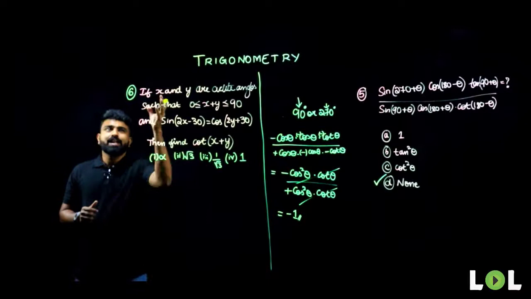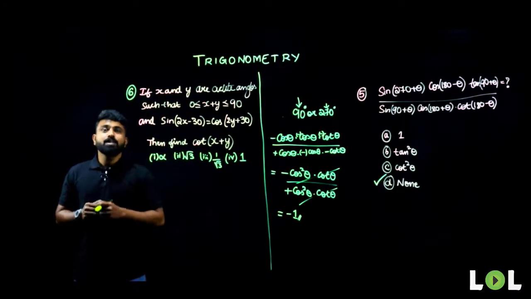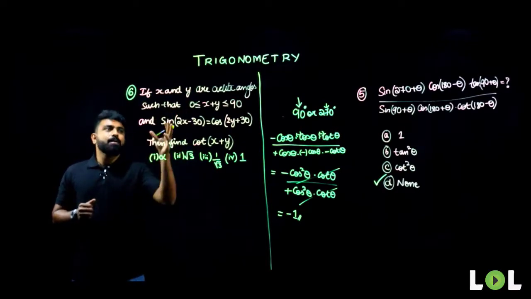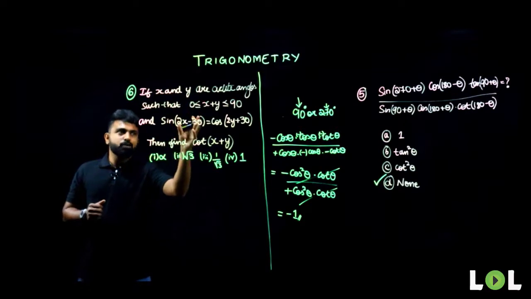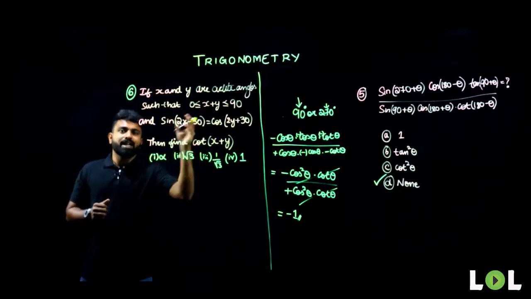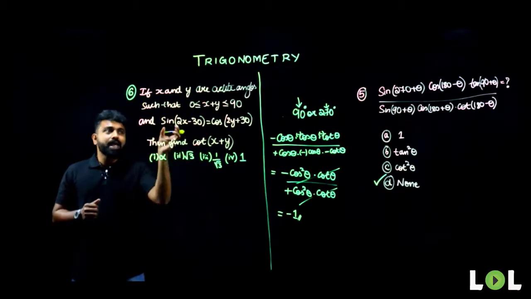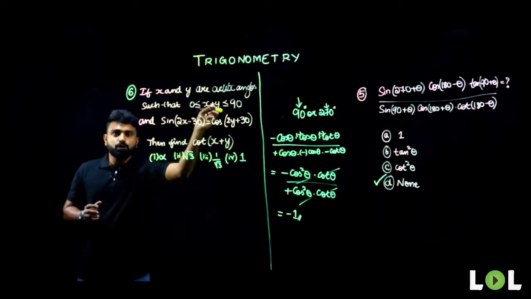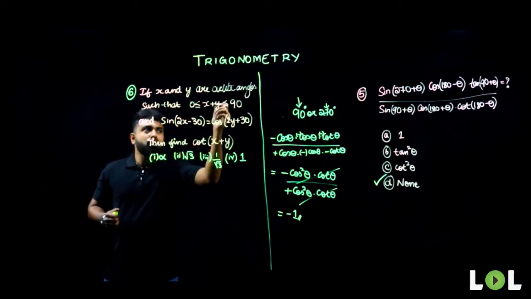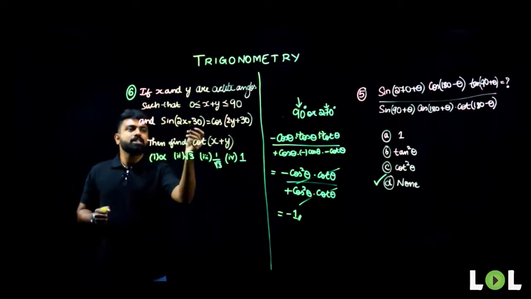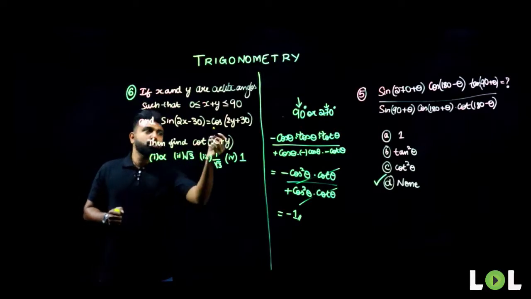Now let us look at our next question here. What do we have? They're talking about x and y. If x and y are acute angles such that 0 less than or equal to x plus y less than or equal to 90 degrees. So what does this mean? It means that x and y lie between 0 and 90 degrees. X plus y, that is, the sum of x and y will not exceed 90 degrees. And they're telling that sine of 2x minus 30 is equal to cos of 2y plus 30.